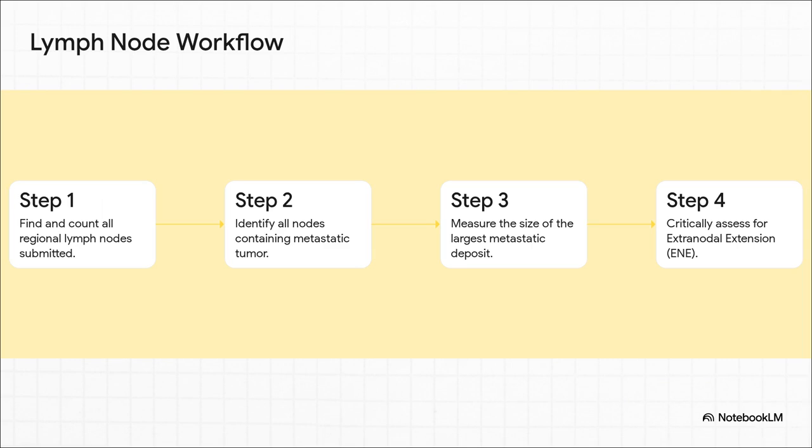A big lymph node dissection can look pretty overwhelming, right? But the protocol breaks it down into this really simple, logical workflow. Step 1: find and count every single node. Step 2: figure out which ones are positive. Step 3: measure the biggest chunk of tumor. And finally, step 4, and this is crucial, you have to actively look for extranodal extension.